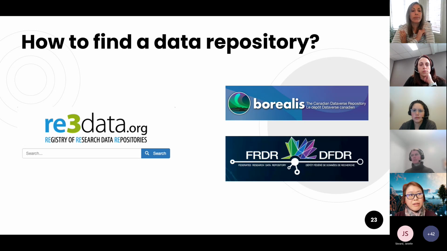There are two other common general data repositories for Canadian researchers to consider. First is Borealis, and Caitlin, I believe, will give us a quick tour on Borealis shortly. And next is the Federated Research Data Repository. It is a national multidisciplinary repository for sharing and preserving Canadian research data. Good thing is it supports large data sets, usually over 3 gigabytes.